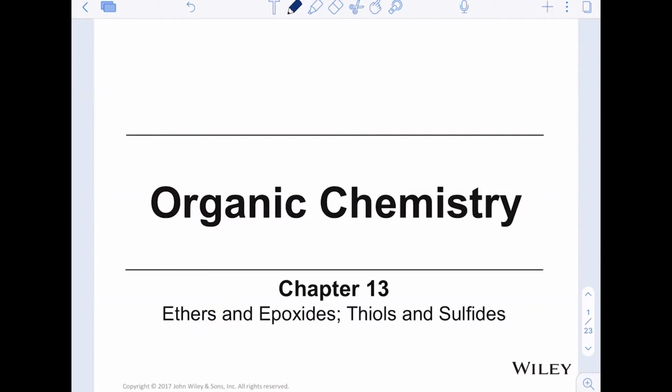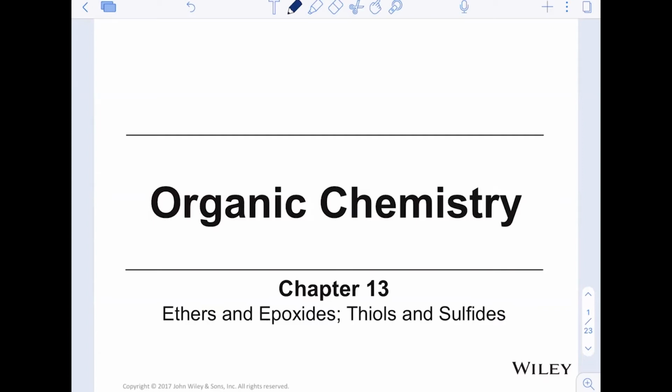We have seen epoxides before in dihydroxylation, where we made the epoxide and then opened it with H3O+. So we'll represent that again and just see a couple of variations with that ring opening of the epoxide.